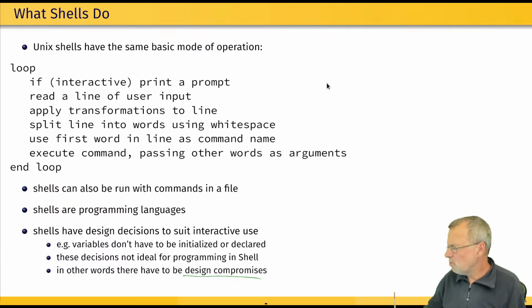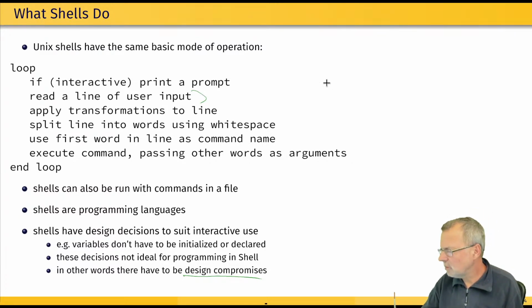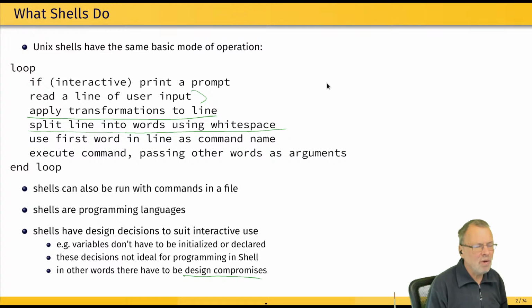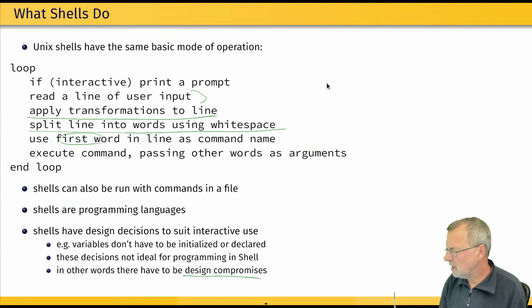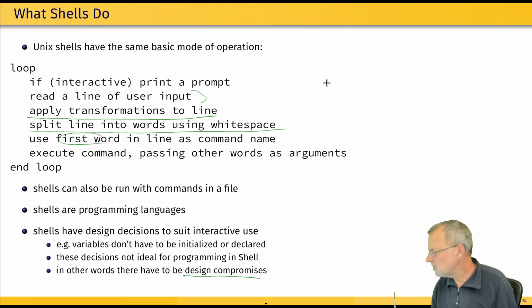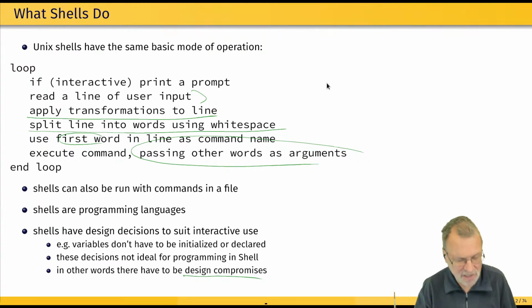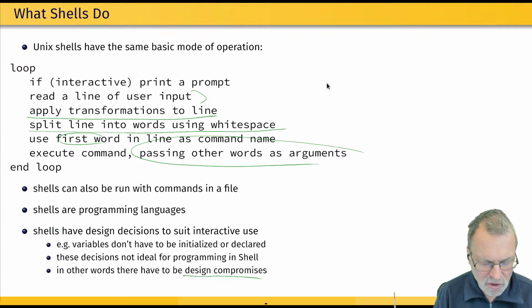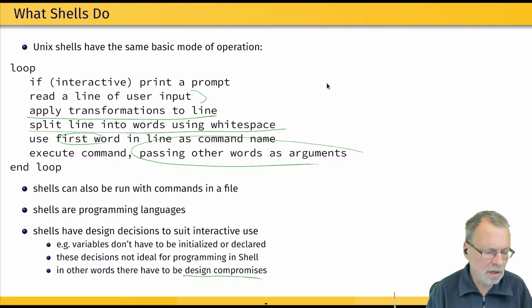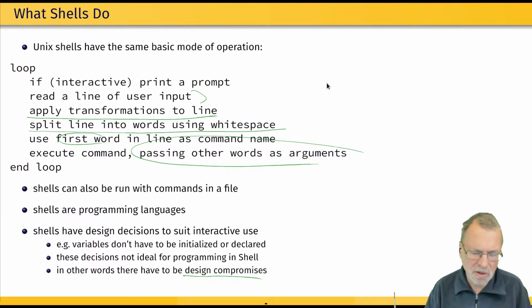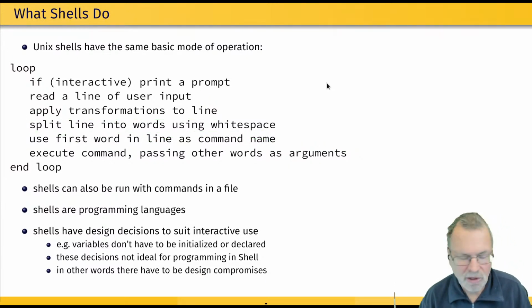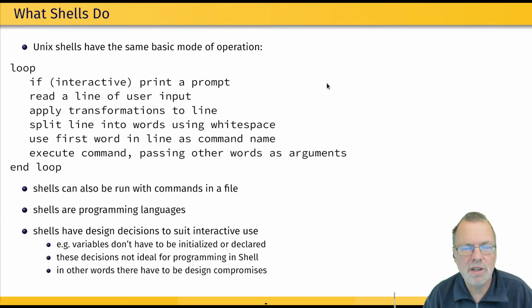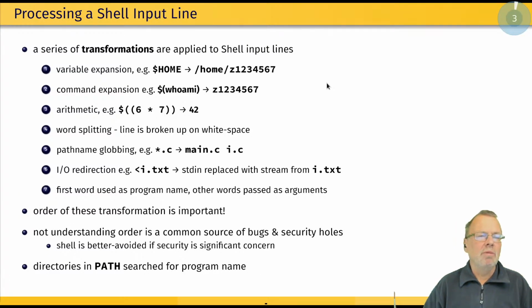So a shell reads a line of input, applies transformations. We're going to talk so much about that. It splits the line into words using white space, also incredibly important. It uses the first word of the line as a command name, and it executes the command passing the other words as arguments. We're going to do a deep dive into these things in this lecture, because you need to understand this completely to be a good shell programmer. There are a lot of people who don't understand it, and write shell scripts that break. We don't want you to be them. We want you to be the person who knows these things and can write robust, secure shell scripts that work.